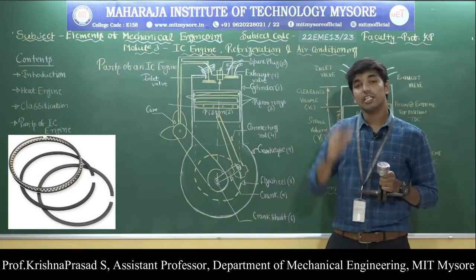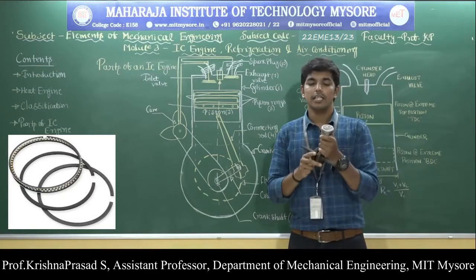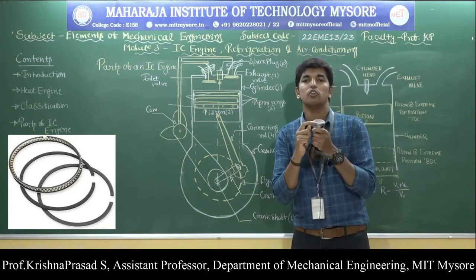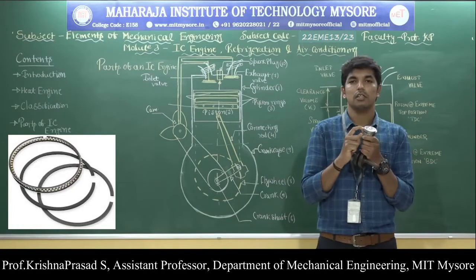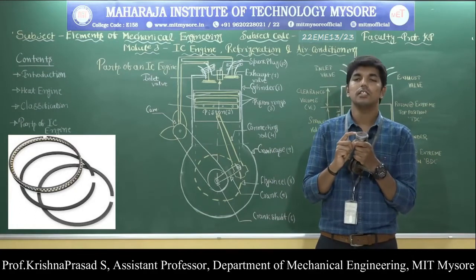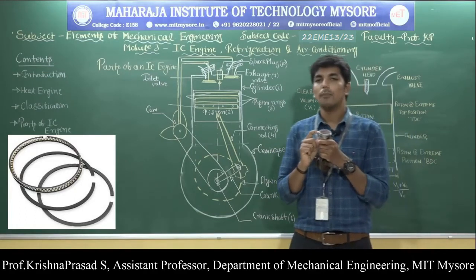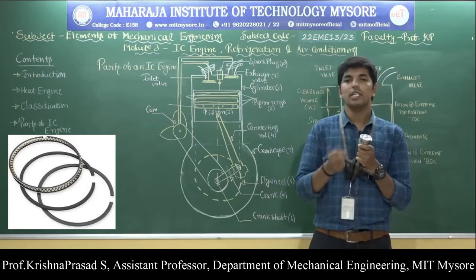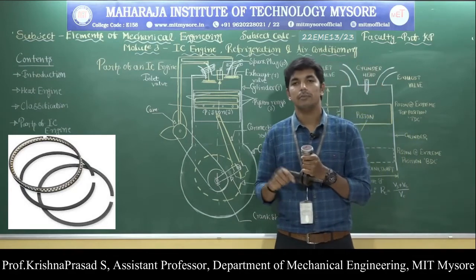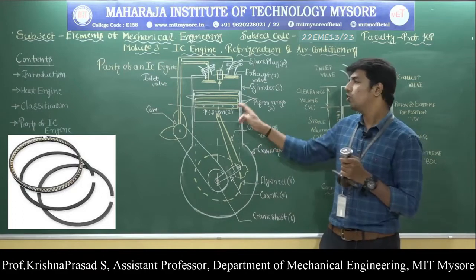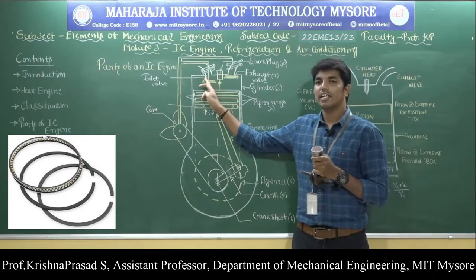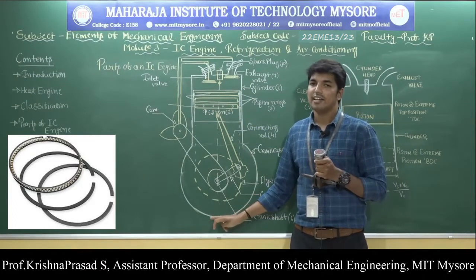So what is meant by the piston ring? Piston rings are metallic rings inserted into the circumferential grooves provided at the top end of the piston. There are two types of piston rings. The one is called the oil ring, another one is called the compression ring. The compression ring maintains the gas tight joint between the piston and the cylinder, and it does not allow the burnt gases to escape and enter into the crankcase.